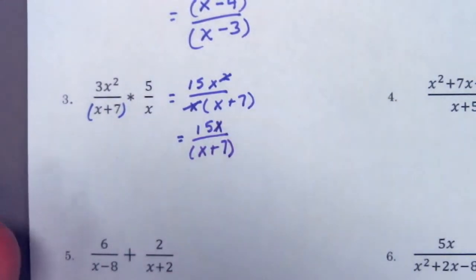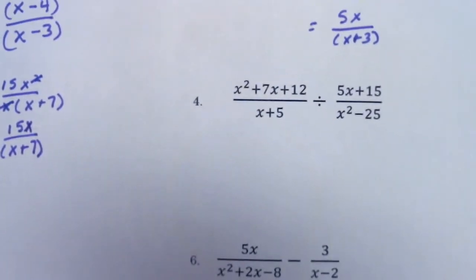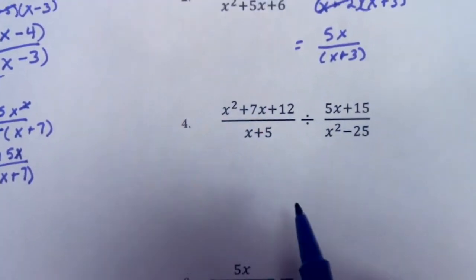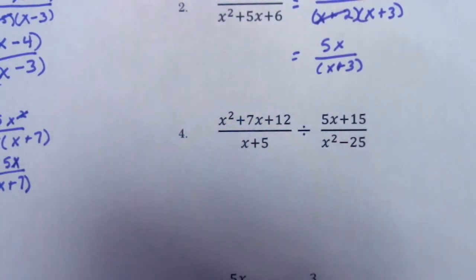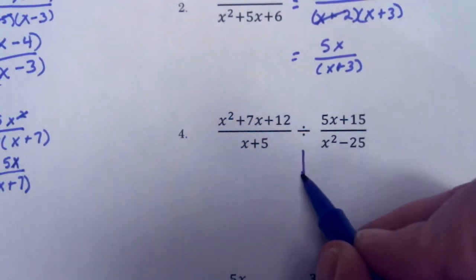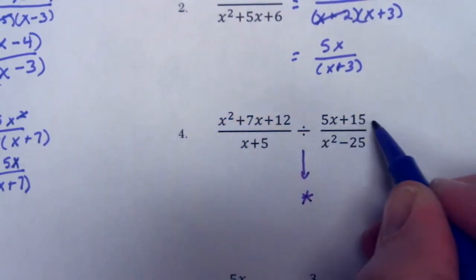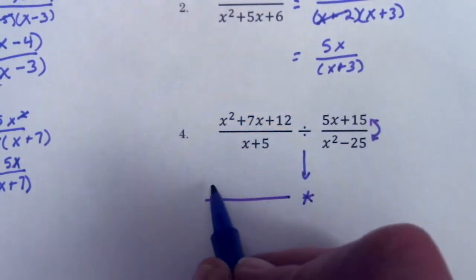All right. Now, number 4. All right, this looks like a doozy, but it's not that big a deal. Basically the same thing. Factor all the trinomials into binomials. Remember, when we're dividing two fractions, we change the dividing to multiplying, and we flip over the second fraction. So I'm going to do all of that in one step.